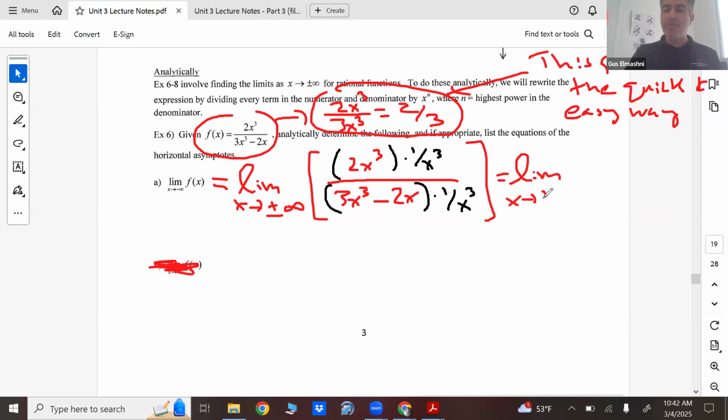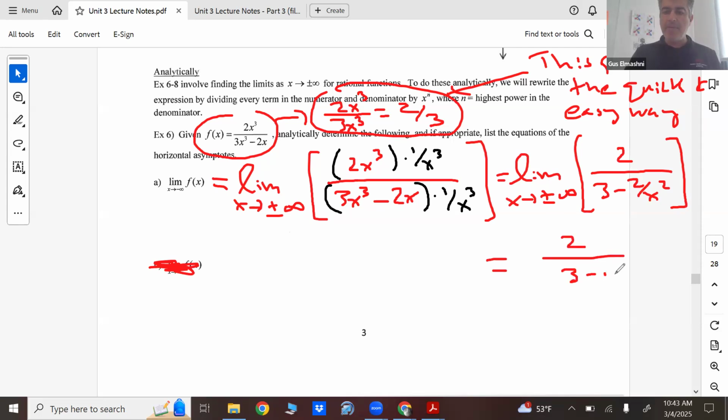Limit as x approaches plus or minus infinity. What does the top become now? 2. What does the bottom become? b minus 2 over x squared. Correct. Now, if I think about it, if I evaluate it, that's how you can express this answer.